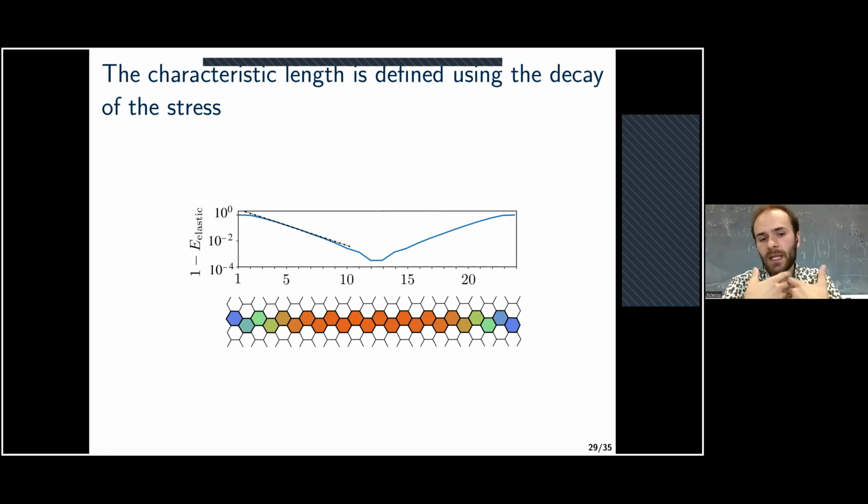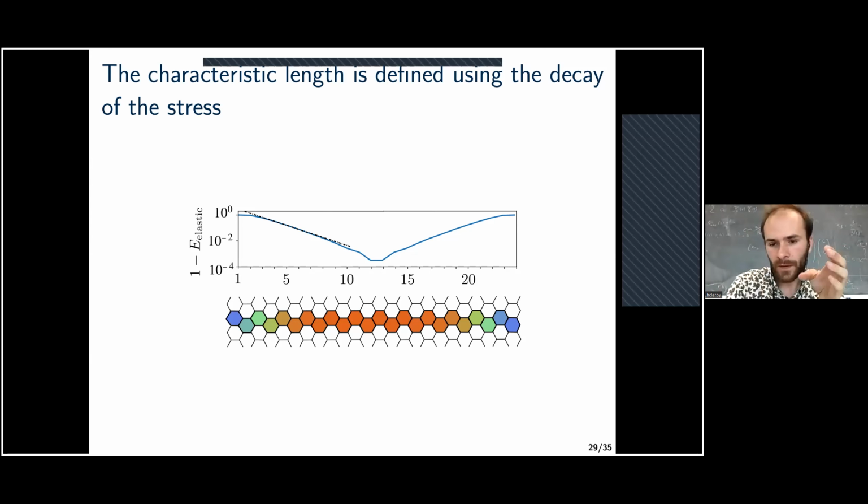So instead, to measure this characteristic length, we use the decay of the stress. You can see we create these small strips of particles with transverse periodic conditions, and we measure the stress. So we simulate a strip of random particles like this, and we measure the decay of the stress at the boundary, and that gives us a measure of the characteristic length of those particles.